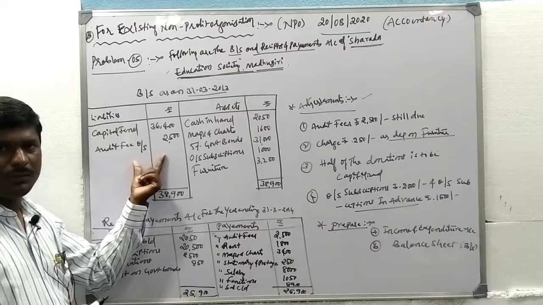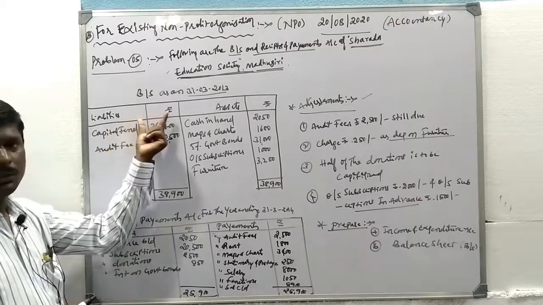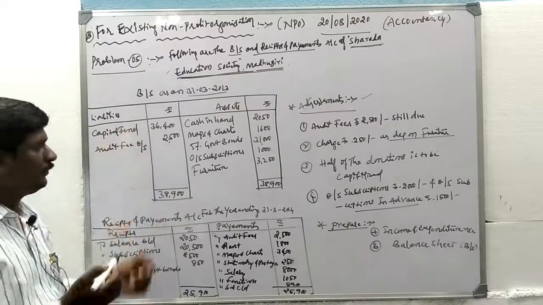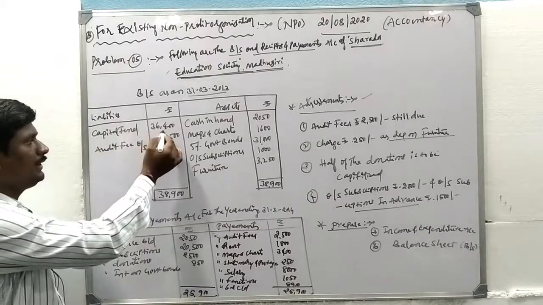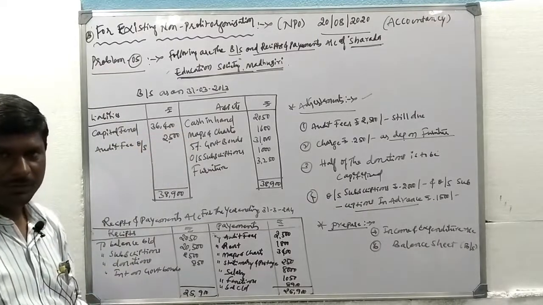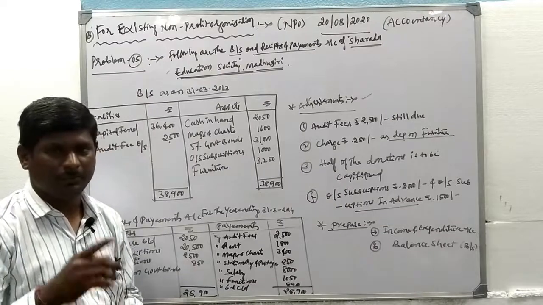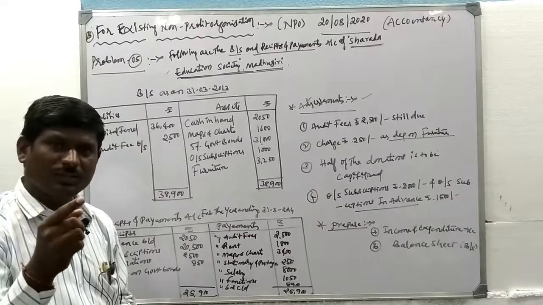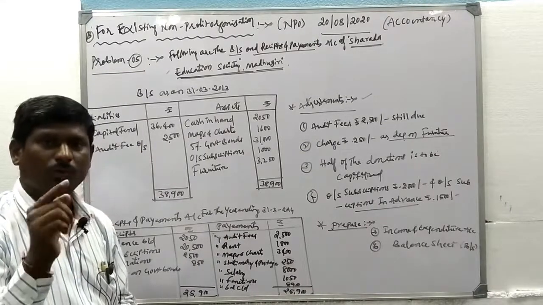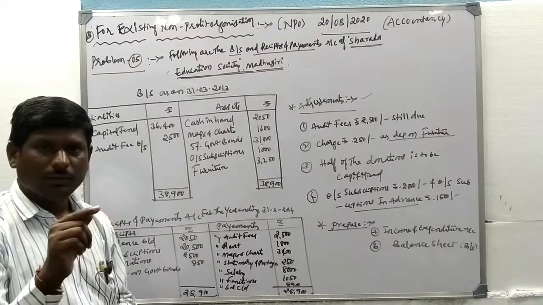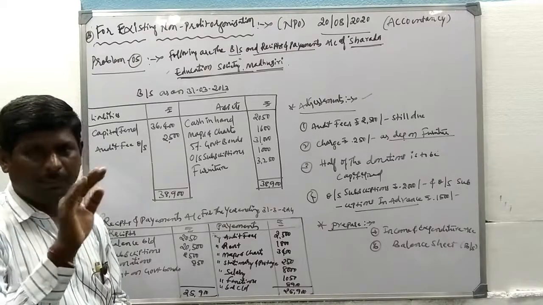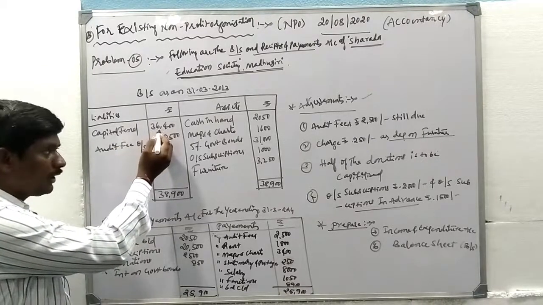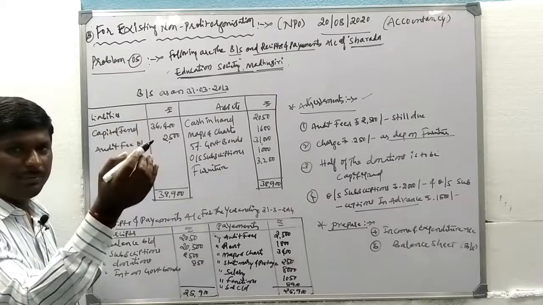Open the balance sheet, which has four columns: liabilities, rupees, assets, rupees. The liability side first gives capital fund, rupees 36,400. The capital fund is transferred to the liability side of the balance sheet. Capital fund also includes legacies, donations and life membership fees, so those amounts are considered part of the capital fund. 36,400 is transferred to the liability side of the balance sheet.